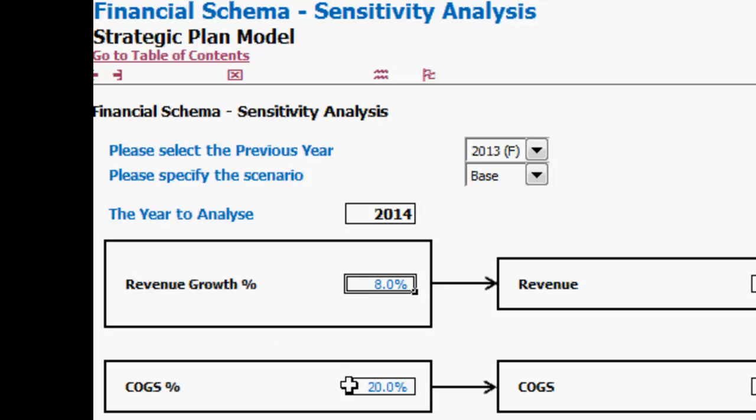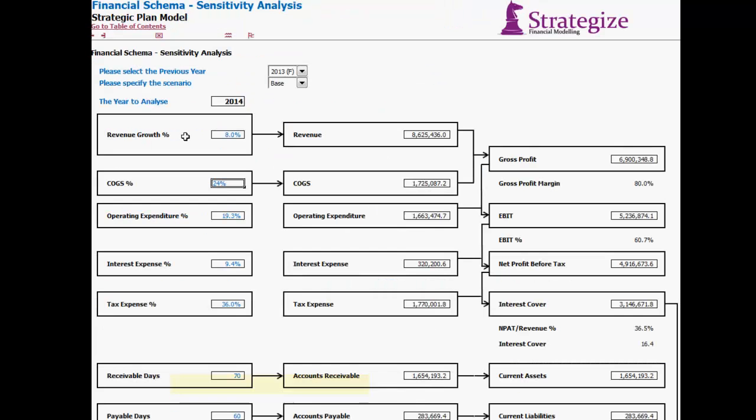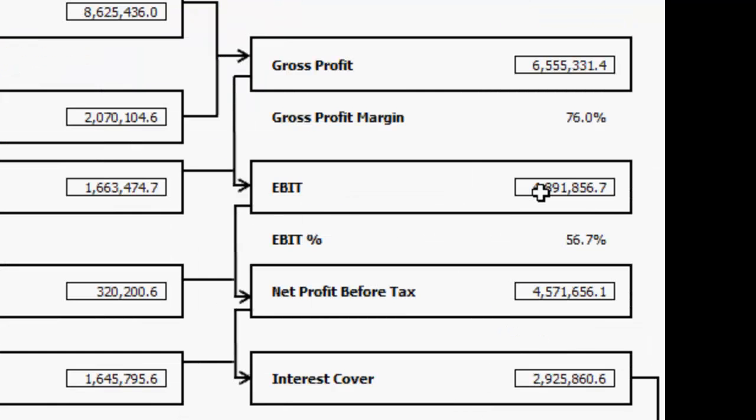Now let's say we're going to be sourcing raw materials in a more expensive location in order to satisfy our expansion into this new market. Let's say our COGS are going to increase from 20% up to about 24%. Let's see how that's going to impact. As you can see, it has a drastic impact on our earnings.